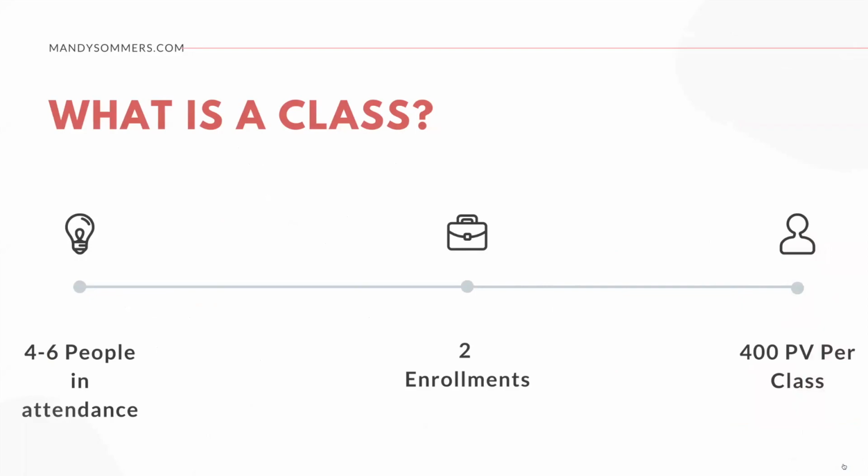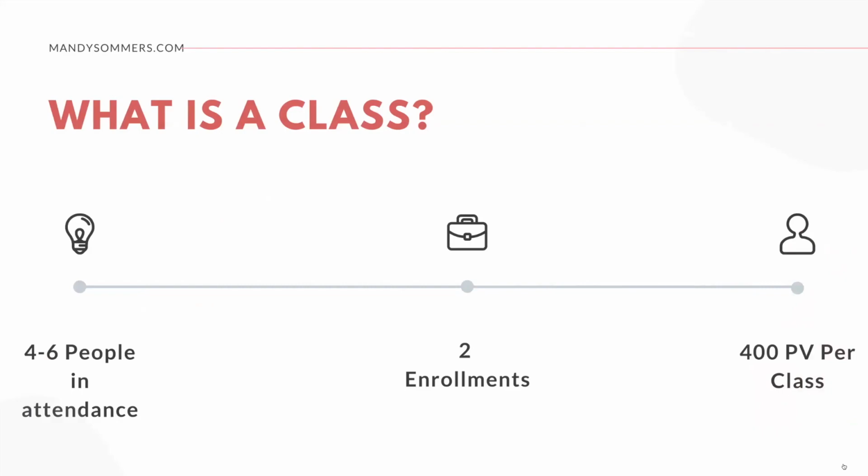So a class is 4 to 6 people in attendance. This is what we're asking for to make these numbers that I'm going to show you, these awesome numbers, work. This doesn't mean that they all have to be wellness advocates. It would be really nice if 6 people showed up and no one was a wellness advocate. What we're shooting for are 2 enrollments. And so obviously you don't want to get 4 people who are wellness advocates and 2 brand new people, just in case you can't close at 100% close rate.